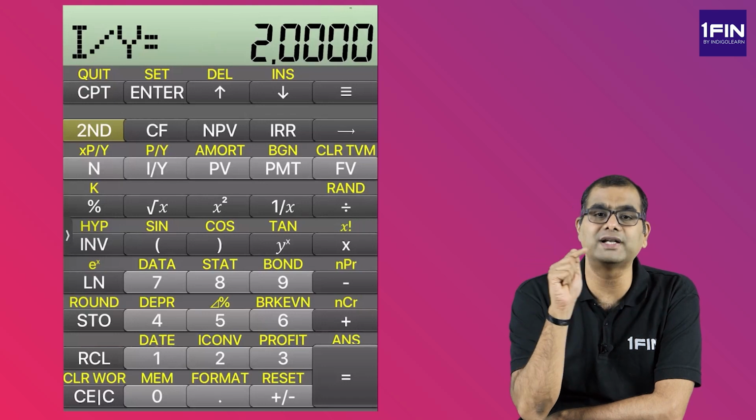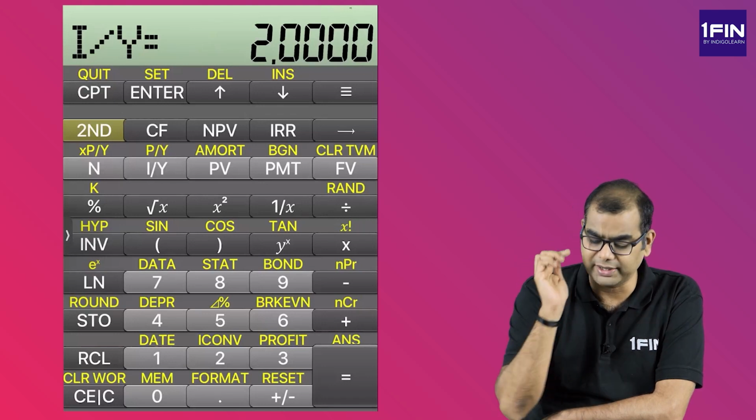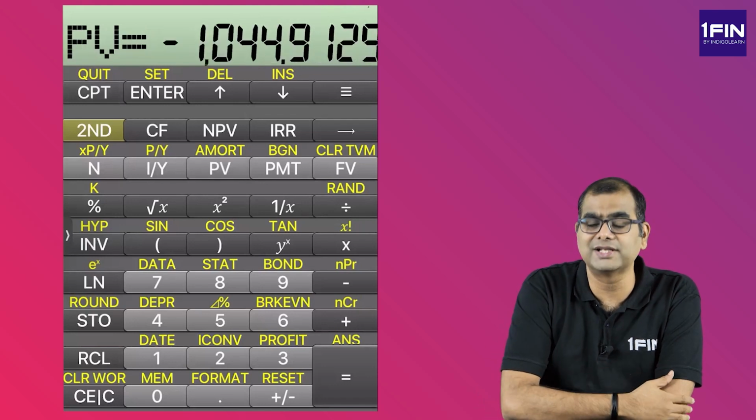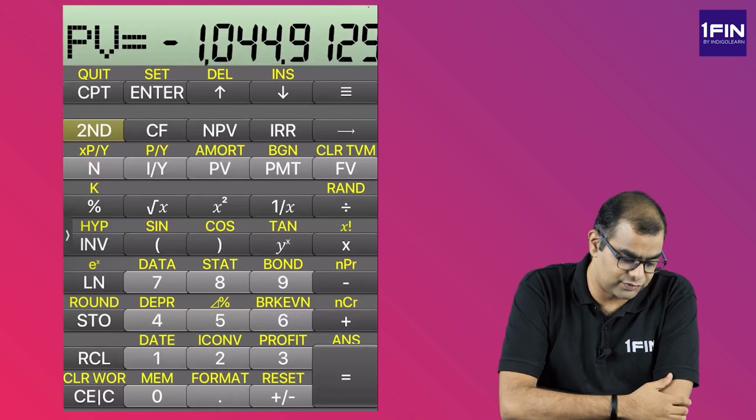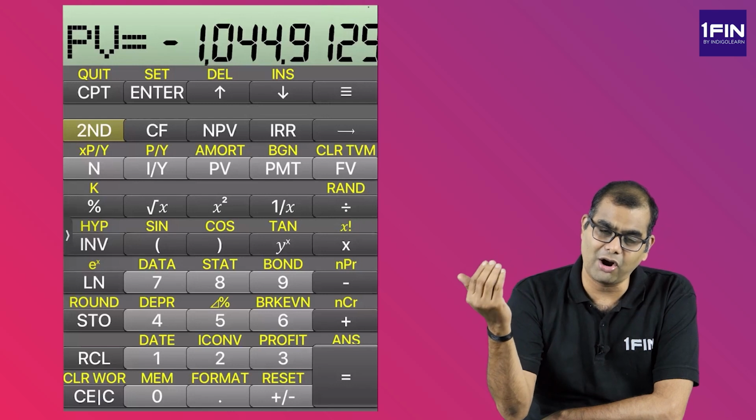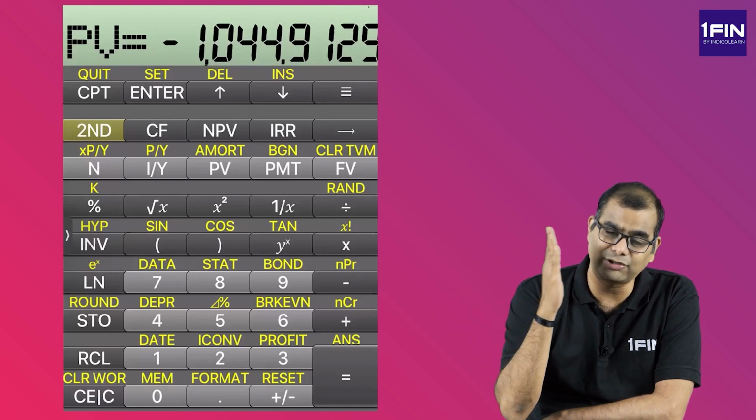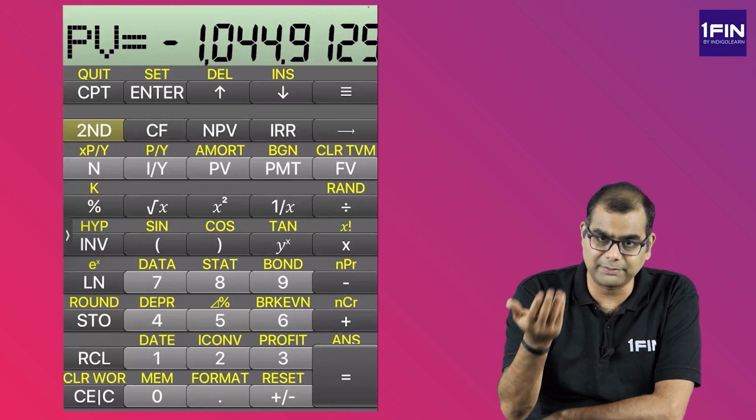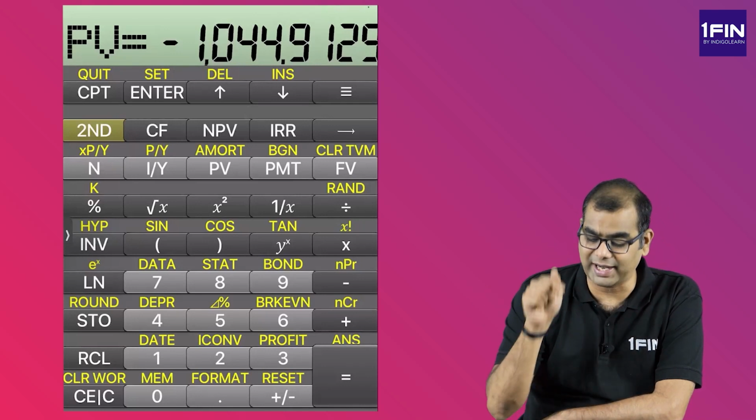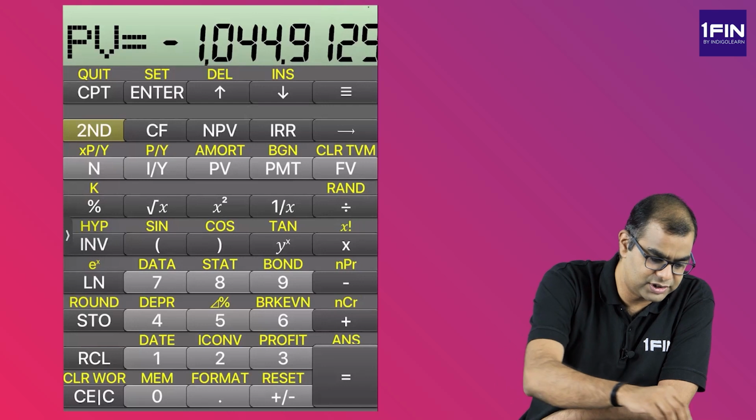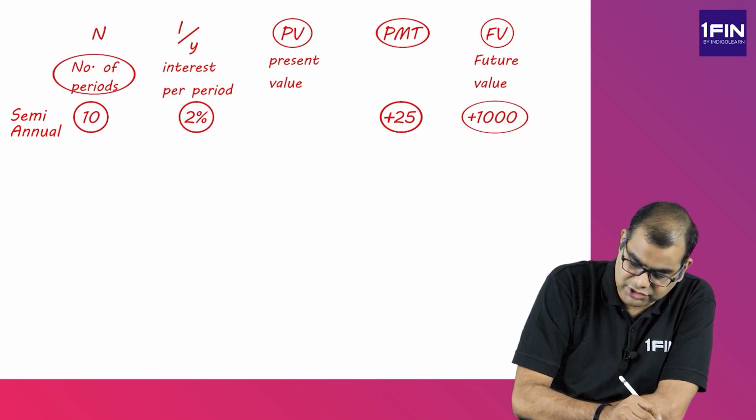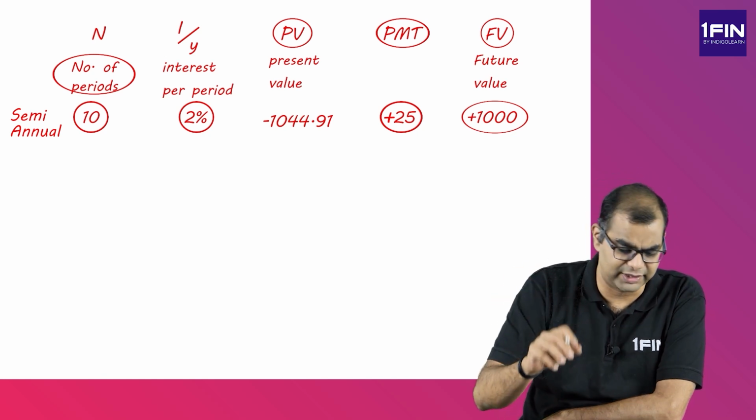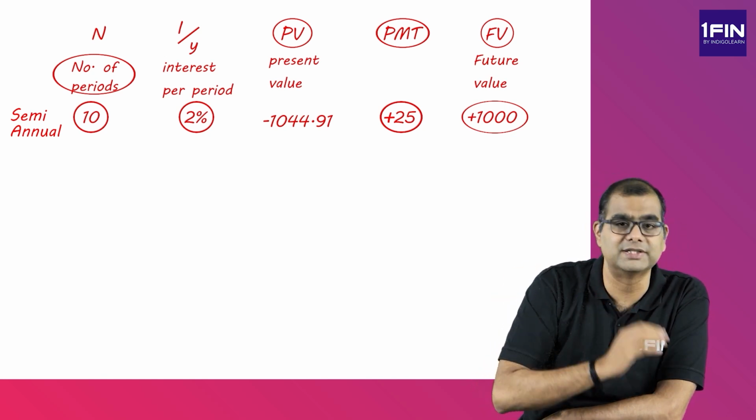Now with this, what is the present value of the bond? So you press compute and present value. You get minus 1,044. Why are you getting minus 1,044? You are discounting all the future cash flows of 1,000 and 25 every semi-annual period at 2% per period and arriving at a present value. Present value is minus 1044.91. If you want to do it on Excel, you can do it on Excel and figure it out. That is not a big issue, but you get this particular answer.